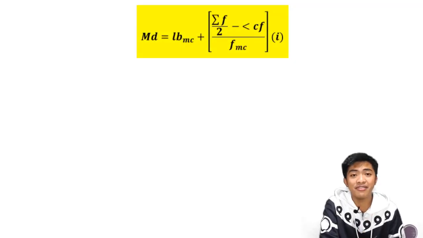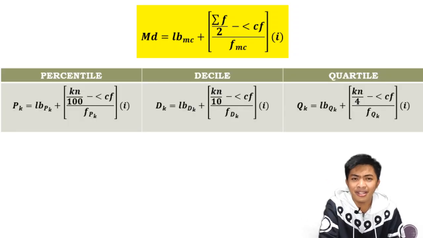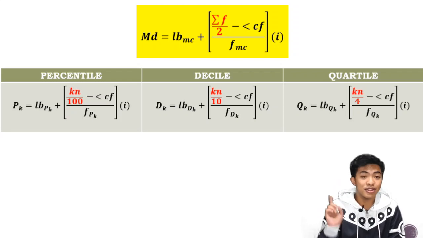So isa sa mga videos ko noon ay tinalakay ko ang pagkuha ng median ng group data. At ito ang formula. Well, actually, the formula of getting the median is very much similar sa pagkuha din ng percentile, decile, and quartile ng group data. So, nandyan. Okay, so they're a little bit identical. Dyan lang sila nagkaiba. Yung naka-red dyan, yan yung difference.